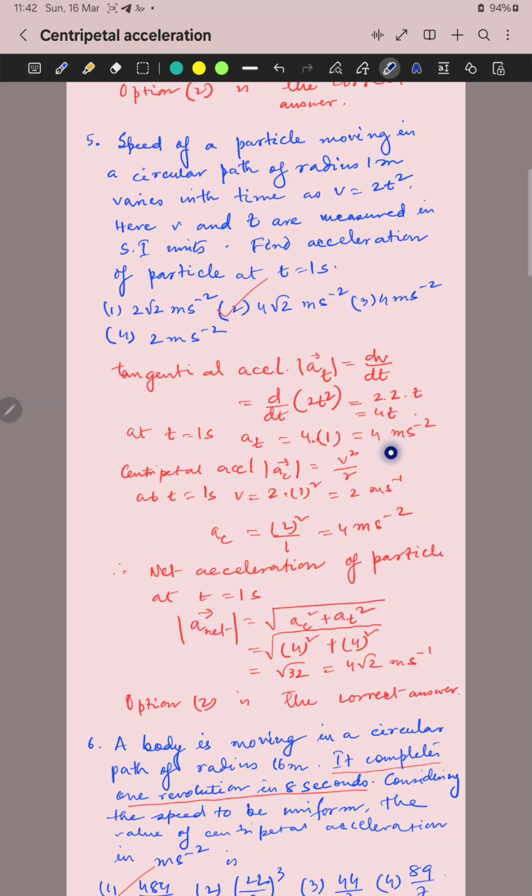We get it as 4 meter per second square, and the centripetal acceleration using the formula v square by R, we get 4 meter per second square. So both the accelerations are 4 meter per second square each, and so the net acceleration will be the square root of the sum of the squares of the two accelerations. It gives us 4 root 2 meter per second square.